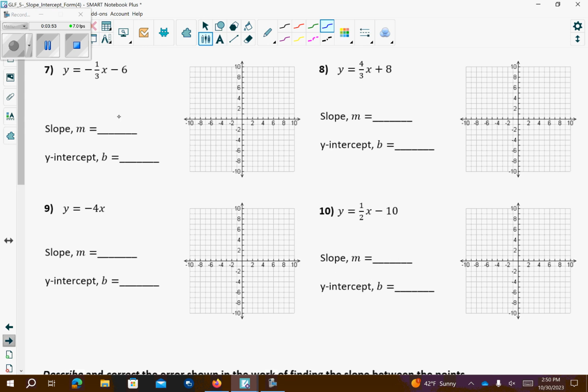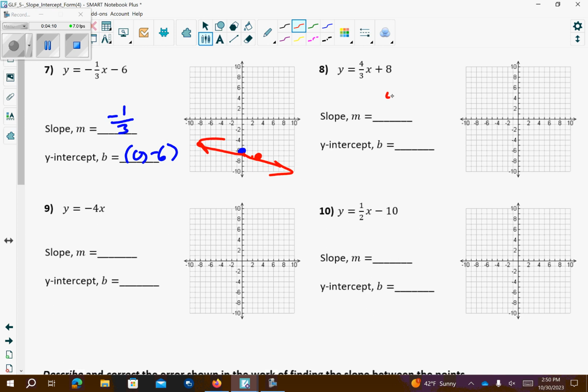Number 7, I have a slope of, make sure you move the negative up top. I have a y-intercept of (0, -6). (0, -6) is down here. My slope from that point, I'm going to go down 1, right 3. Put your second dot. Connect the dots.